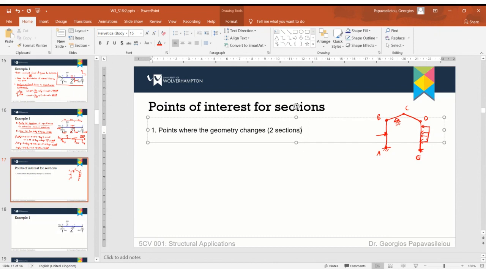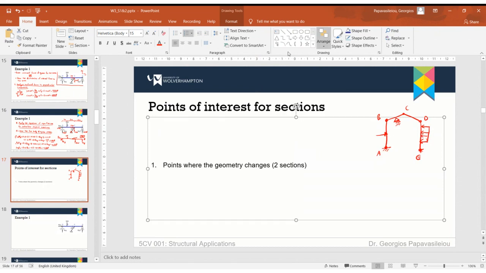Another point of interest is a point where a point load applies.